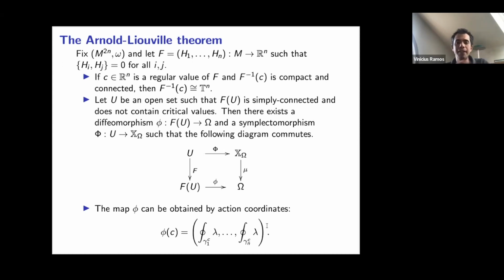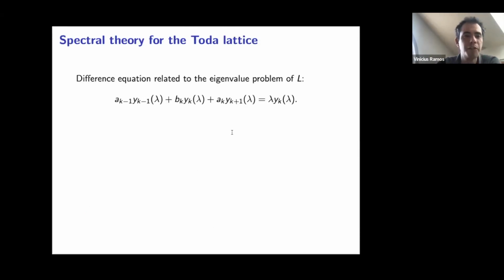One little detail that I'm just going to say, but I won't write down details, is that you have to regularize over the critical values. That's something that people in integrable systems are used to doing, and we have to do it, but I won't really talk about it. Okay, so once we know it, we need a little bit of spectral theory of the Toda lattice.